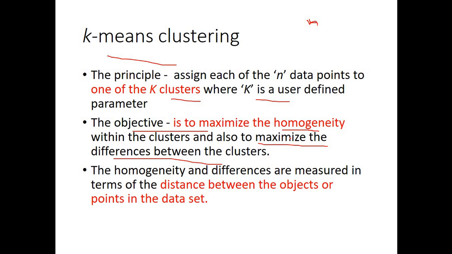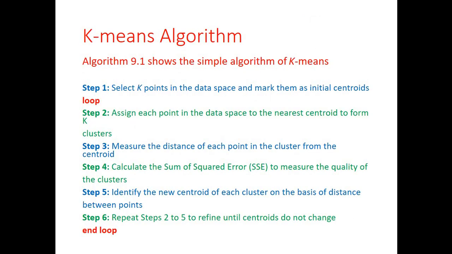That is the difference between homogeneity and heterogeneity. The homogeneity is measured in terms of the distance between the objects or points in the data set. Generally, the homogeneity of the cluster is identified by finding the distance between the objects or points in the data set. Now let us take up the algorithm steps for the K-means clustering algorithm.